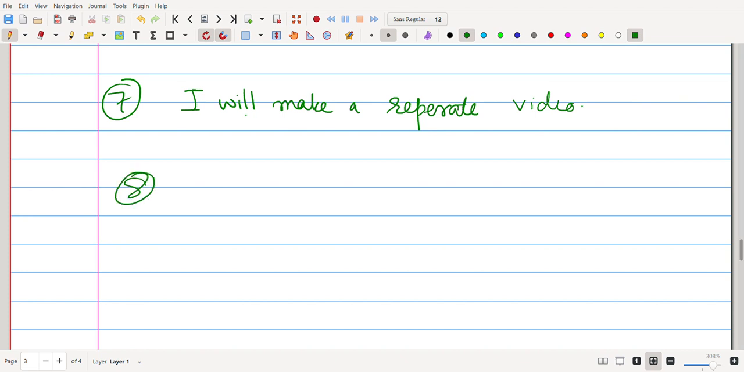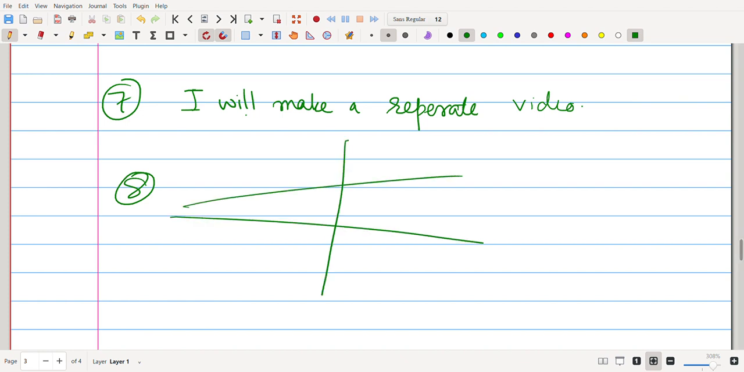Problem number 8. An invertible linear map from R^2 to itself takes parallel lines to parallel lines. Right, so what does parallel lines mean? Say this is R^2, and you have these two lines. These are parallel, right?